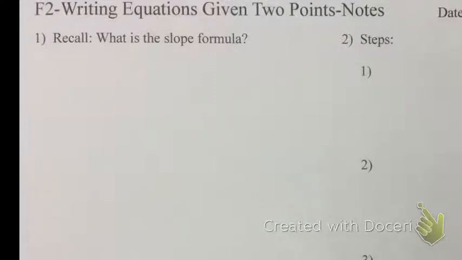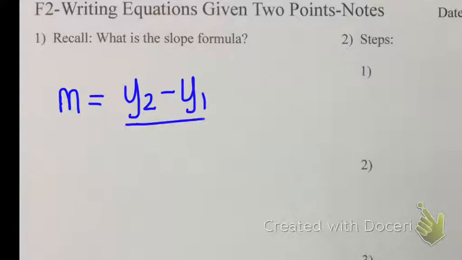Okay, so today you guys are going to learn about writing equations given 2 points. One of the important things to remember is the slope formula, so we're going to review the slope formula. So the slope formula is the slope, m, equals y2 minus y1 over x2 minus x1.